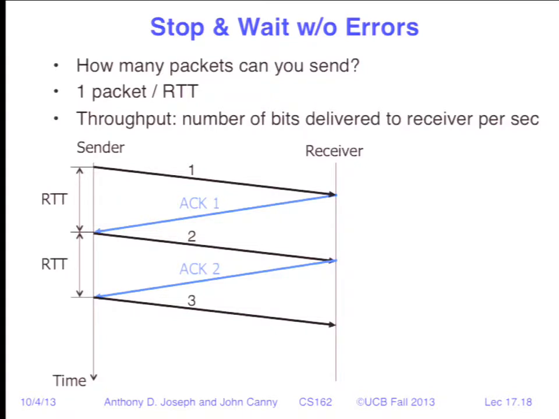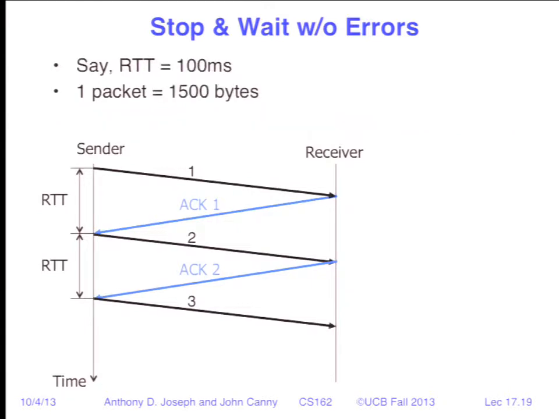So we need to make this a little bit more concrete. Let's pick some numbers. Just to be convenient, we're going to say the round trip time is 100 milliseconds. That makes the delay approximately 50 milliseconds, so the one-way delay is half of that. And we're going to make our packets 1,500 bytes in size. So what's our throughput? Well, it's simply how many bits we can get from A to B per second. So it's 1,500 bytes times 8 bits over 100 milliseconds. So we get 120 kilobits per second. That's about twice dial-up speed, but it's pretty slow.